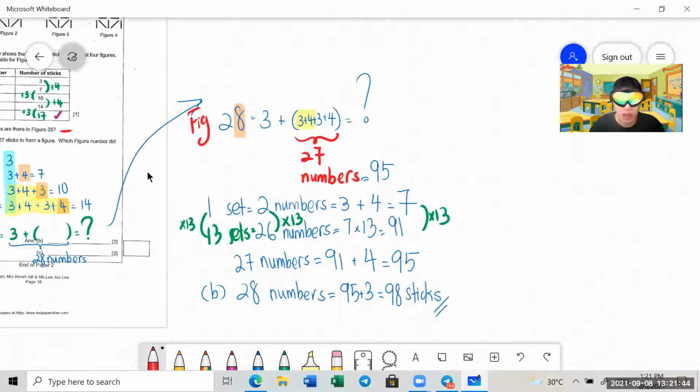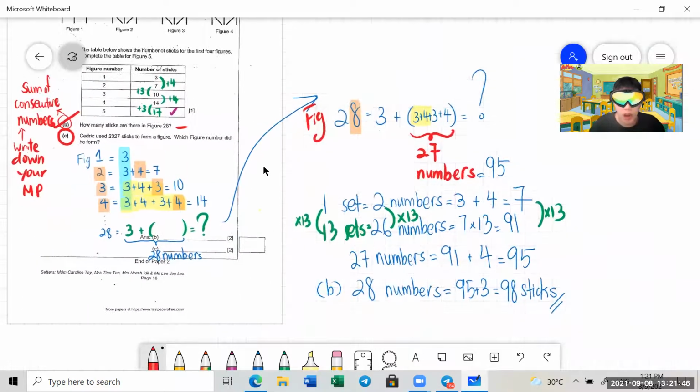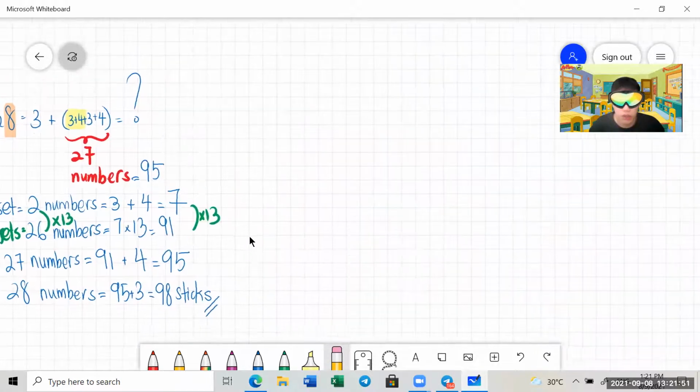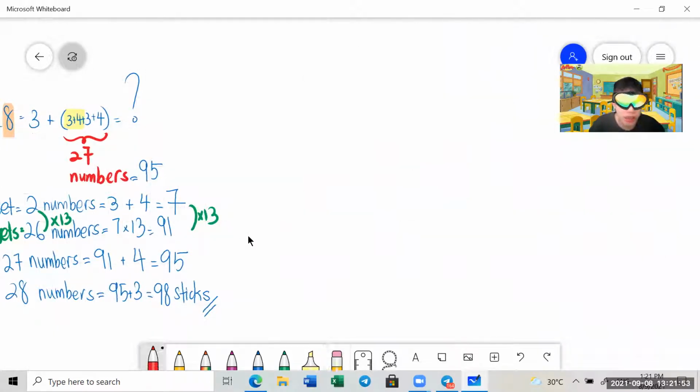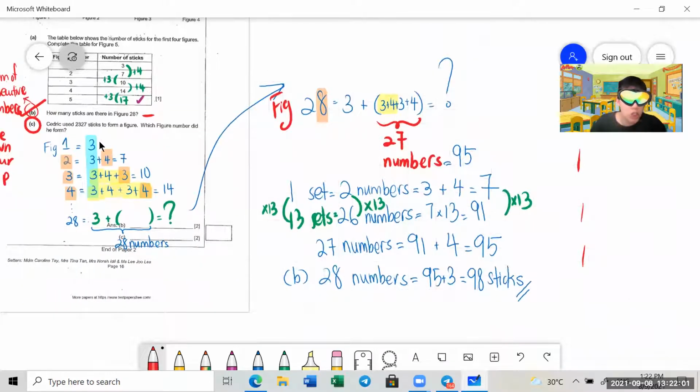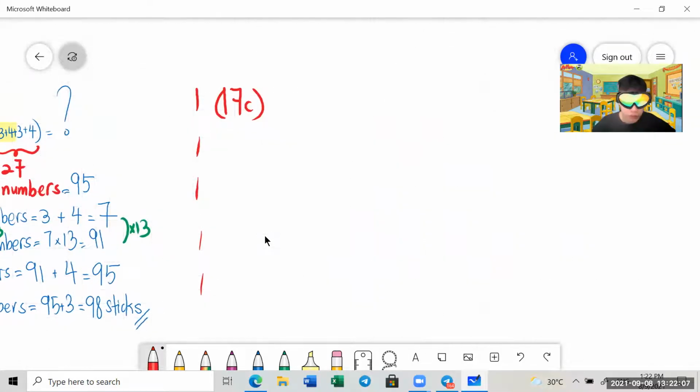Question C. So if you're ready, you can stop this video and copy everything. If not, I'm just going to erase. Okay, maybe I will not erase. I'll just move on to a fresh page. Now, this is question 17C. In 17C, it says, Cedric used 2,327 sticks to form a figure. Which figure number did he form?